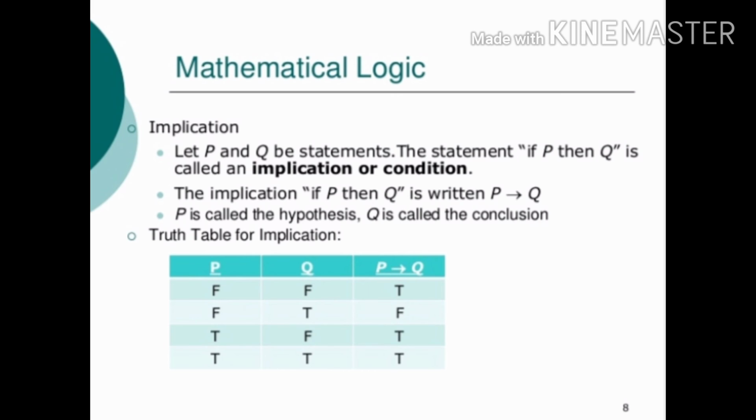Always note that there are some other words for the conditional statement, like P is sufficient for Q, Q is necessary for P, P implies Q, P only if Q, or Q follows from P.